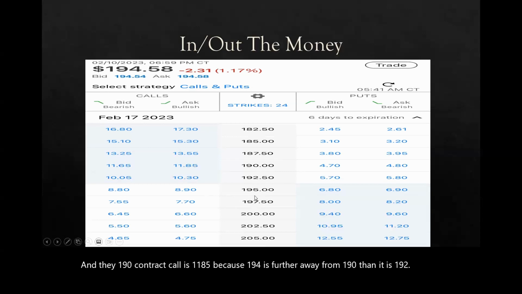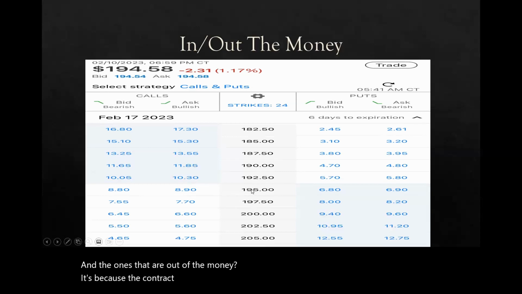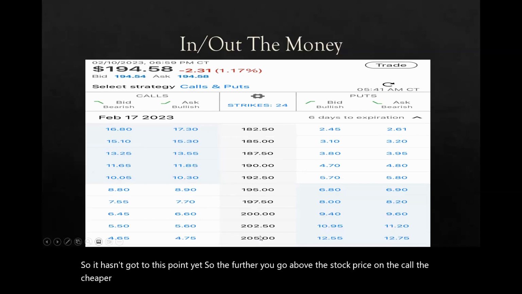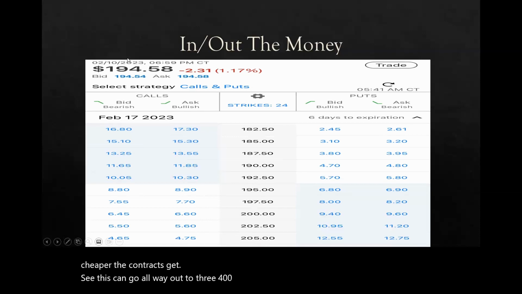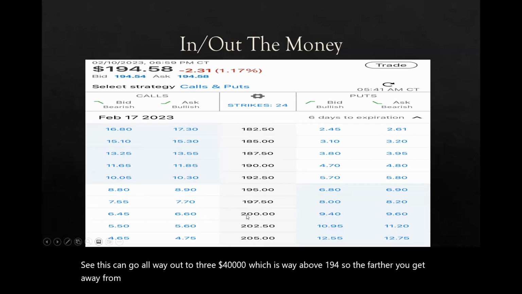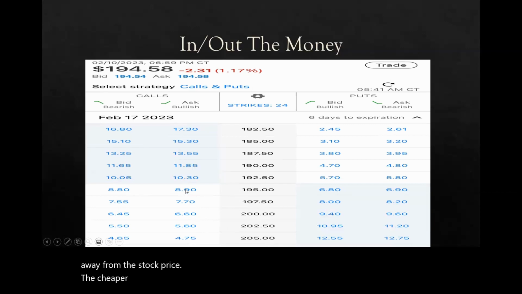And the ones that are out of the money, it's because the strike price is above the stock price. So it hasn't got to this point yet. The further you go above the stock price on a call, the cheaper the contracts get. This can go all the way out to $300-400, which is way above 194. So the farther you get away from the stock price, the cheaper your contracts are. And that's called out of the money.